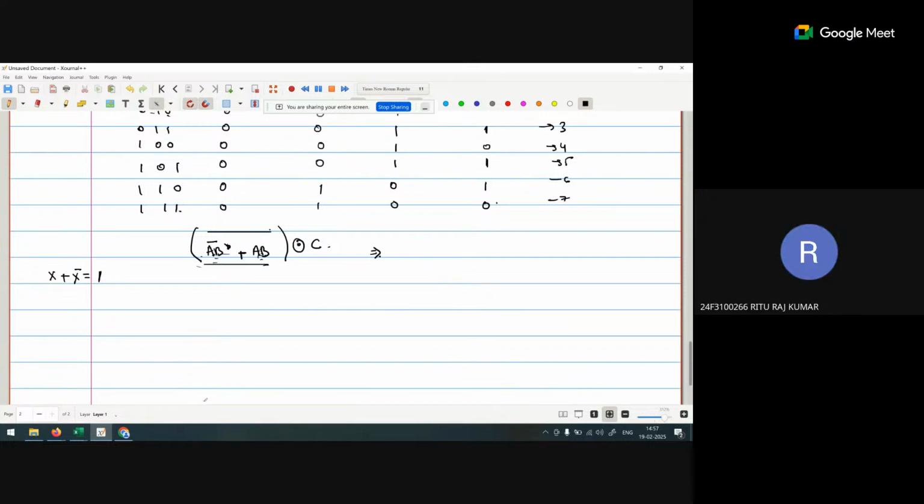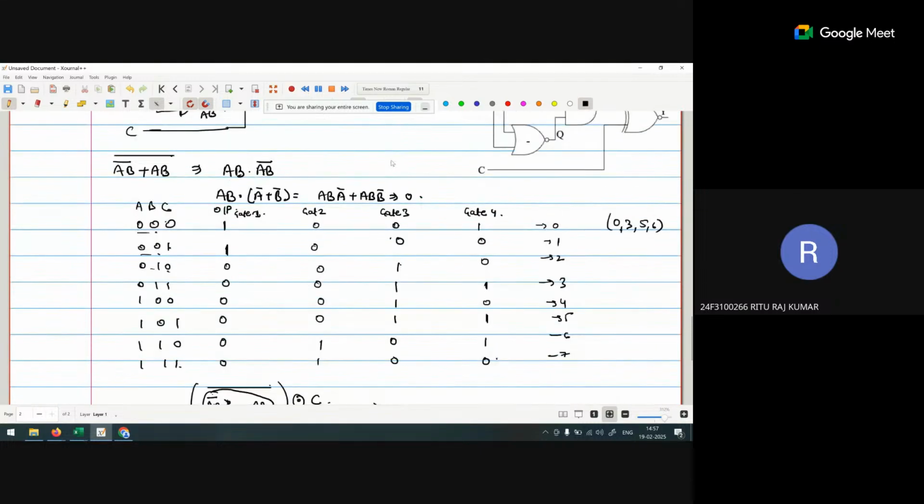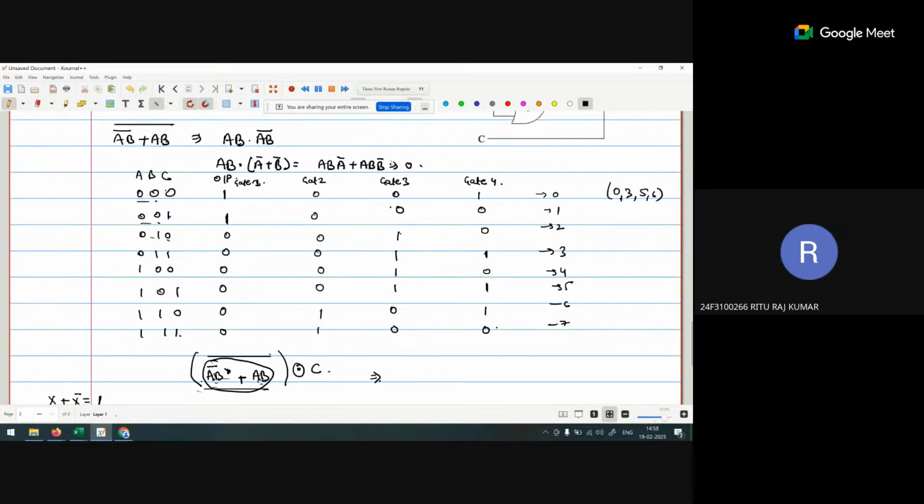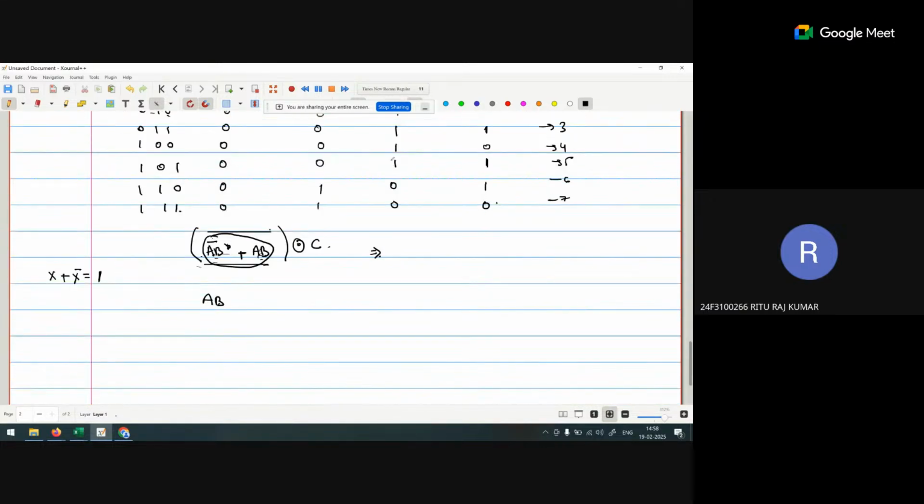So, plus, that equation you have written down, AB whole bar dot AB. After simplifying that, we now got AB dot (AB) bar. So this is 0. Then 0 XOR with C. 0 XOR C is C bar.